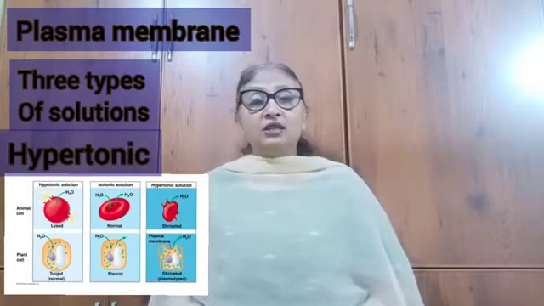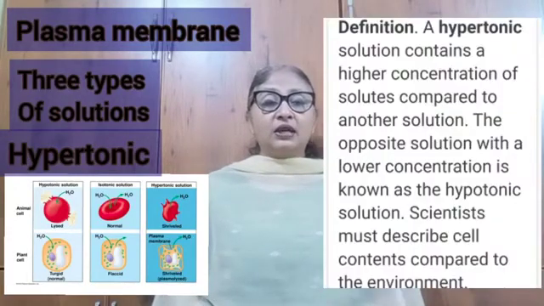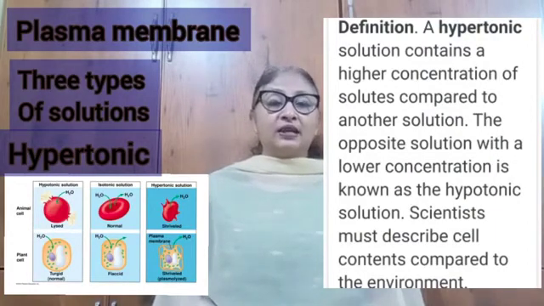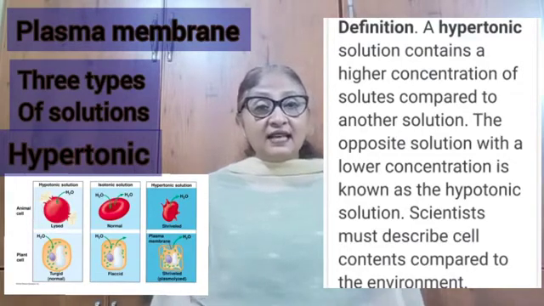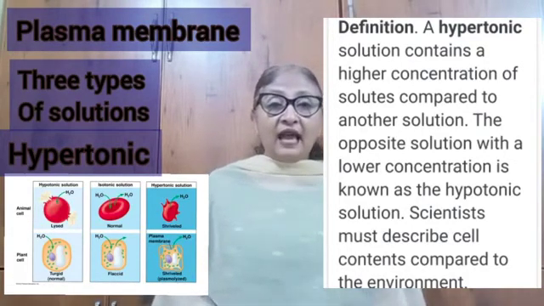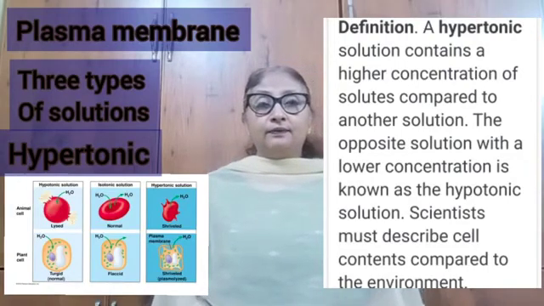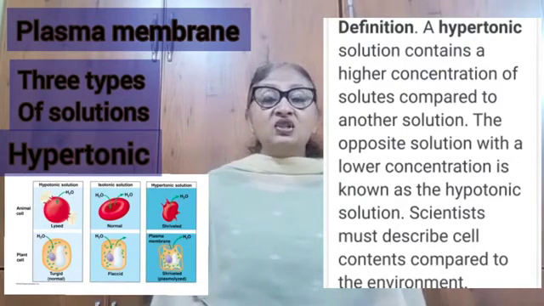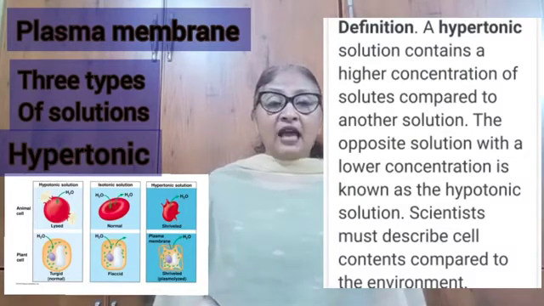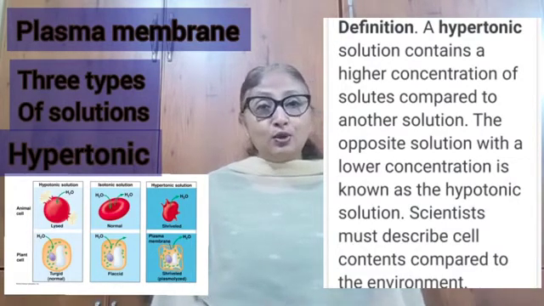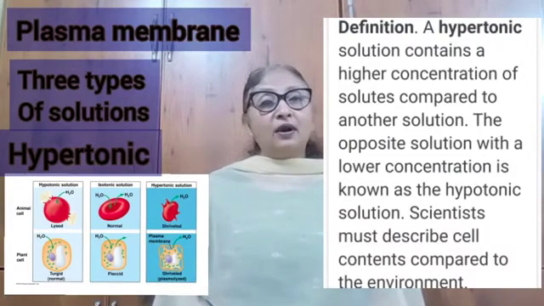Lastly, hypertonic solution. In a hypertonic solution, if we place the cell in a concentrated solution, that means solvent is less and solute is more, then the movement of molecules will be from inside the cell to outside. In such a case, the cell will shrink or the size will become smaller. This type of movement is known as exosmosis, and such a solution is known as hypertonic solution.